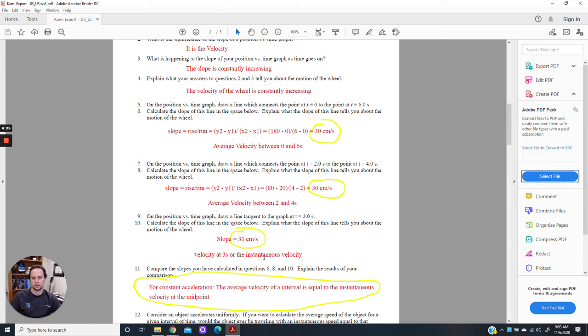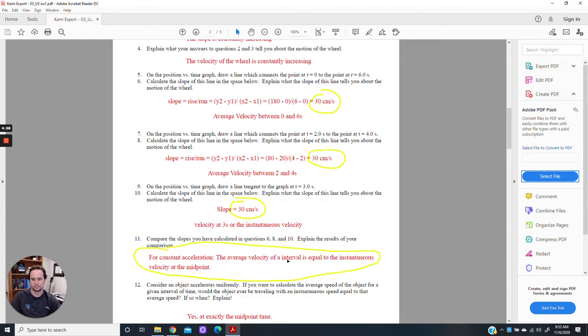The slopes we calculated end up being all the same. They're all 30 centimeters per second. 1, 2, 3. That means for constant acceleration, the average velocity of an interval is equal to the instantaneous velocity at the midpoint. So these are the 2 average velocities of this interval: 0 to 6, midpoint 3, 2 to 4, midpoint 3. All right, the interval is the same as at that point.